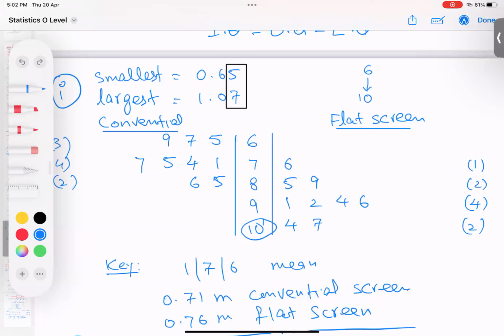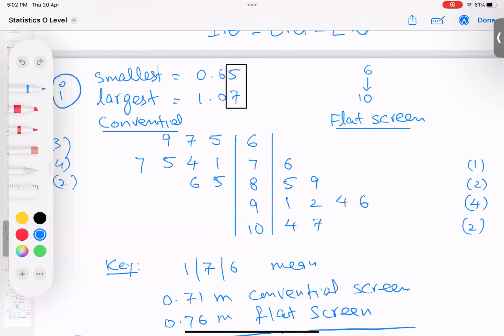10.1 meter, not at all. 10.2 meter, not at all. But here 1.0 meter, 1.07 meter diagonal length of the screen. So I believe you're understanding, students, what I'm saying.